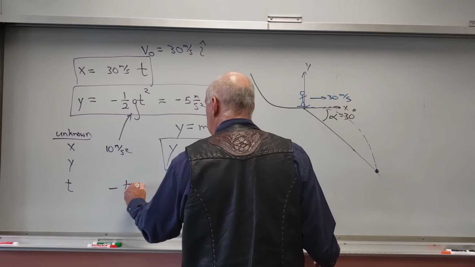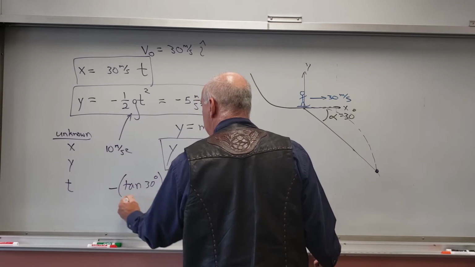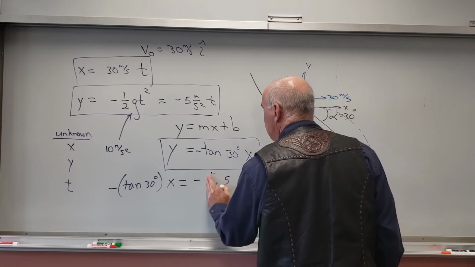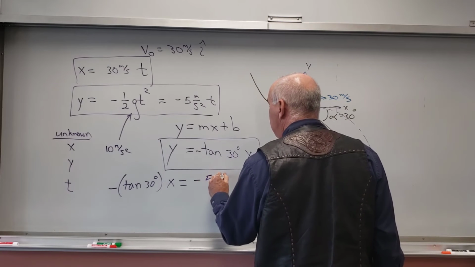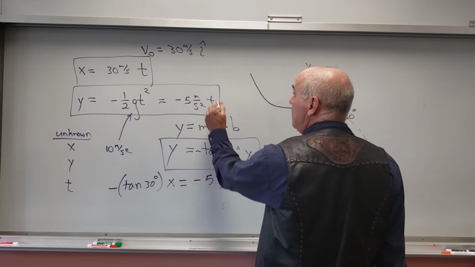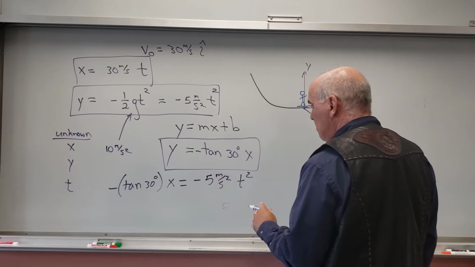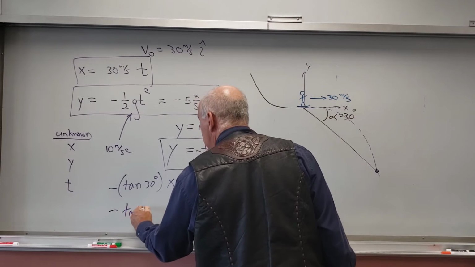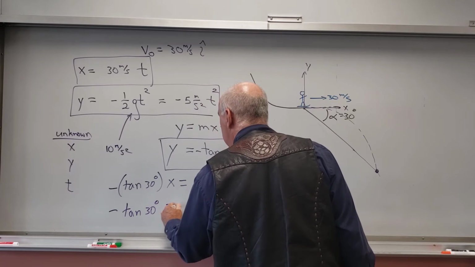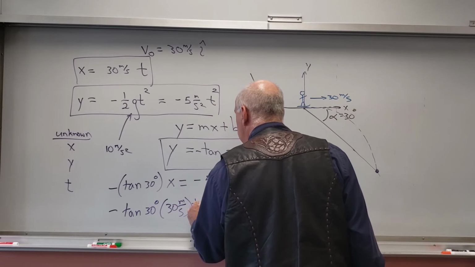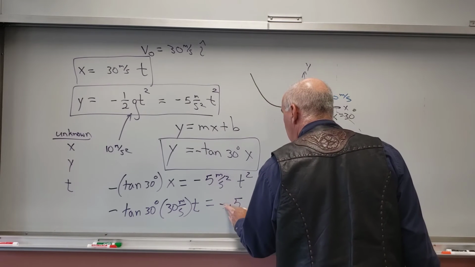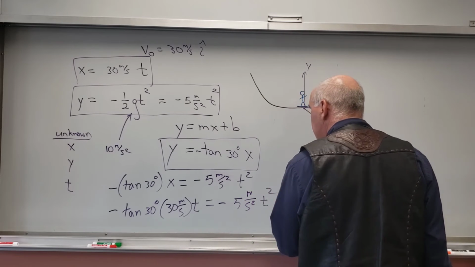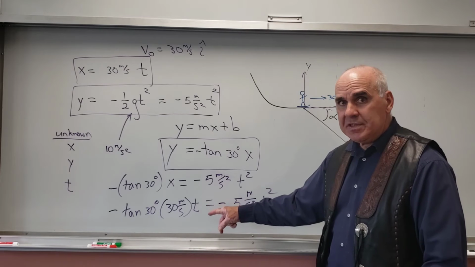So I could write something like minus tangent 30 degrees times x equals minus 5 meters per second squared t squared. That should be a t squared. But x is equal to 30 meters per second t. So I have minus tangent 30 degrees, 30 meters per second t equals minus 5 meters per second squared t squared. So one of the solutions here is that t is equal to 0.